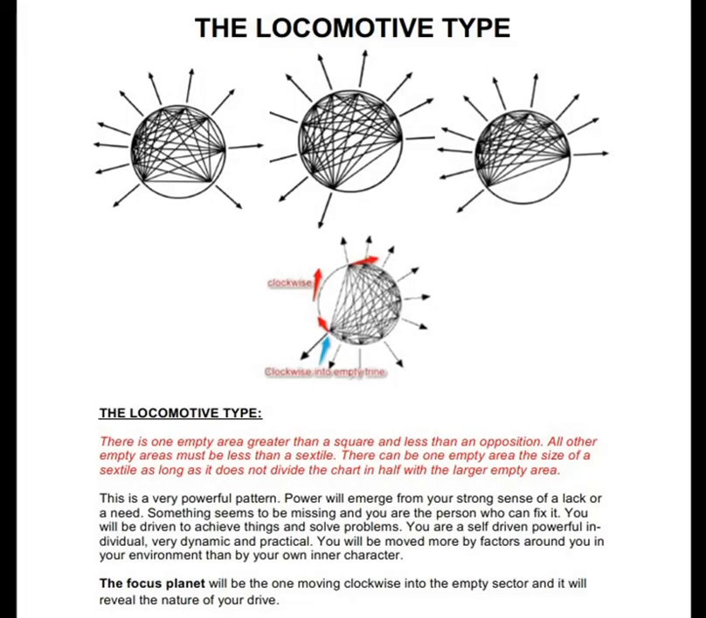The fourth pattern type is called the locomotive type. For the locomotive type, there is one empty area greater than a square and less than an opposition. All the other empty areas must be less than a sextile. There can be one empty area the size of a sextile as long as it does not divide the chart in half with the large empty area.